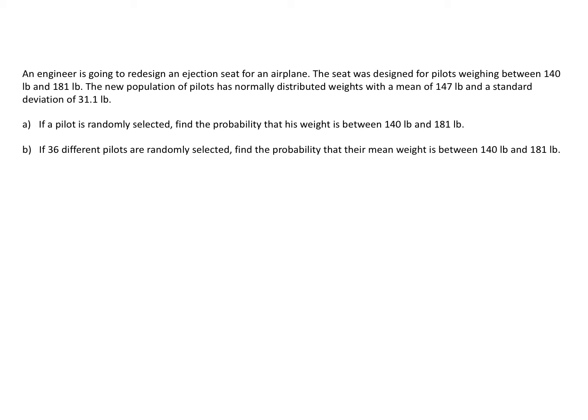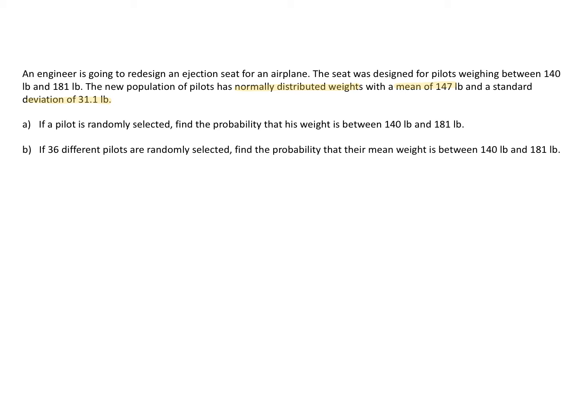This is an example from section 6.4 on the central limit theorem and section 6.3 sampling distributions. So in this particular problem, we're told that an engineer wants to redesign some seats for an airplane, and the seat is designed for pilots weighing between 140 and 181 pounds. And we're also told that the population of pilots has normally distributed weights with a mean of 147 pounds and a standard deviation of 31.1 pounds.